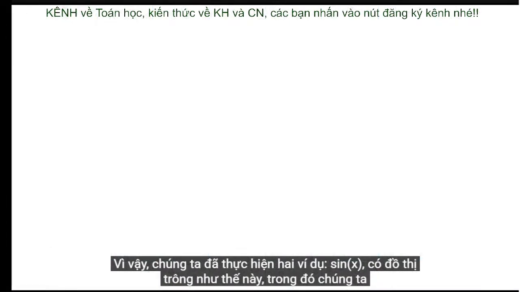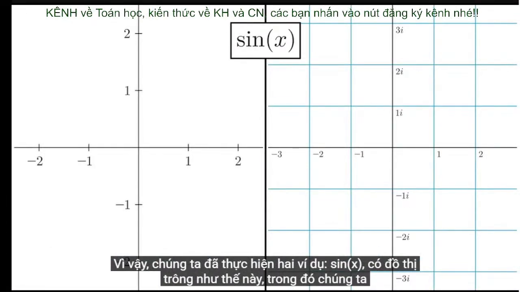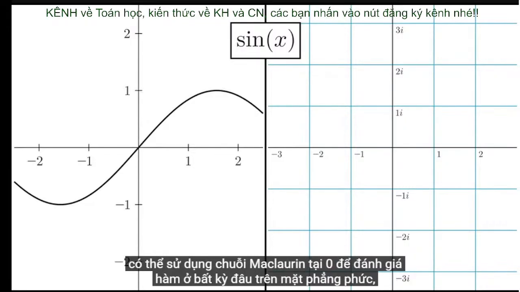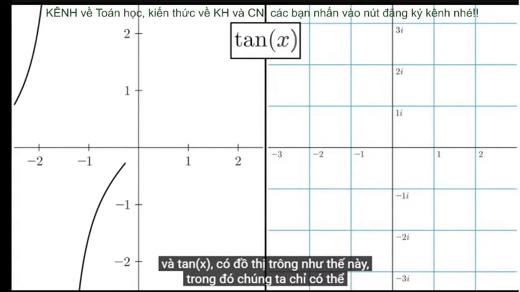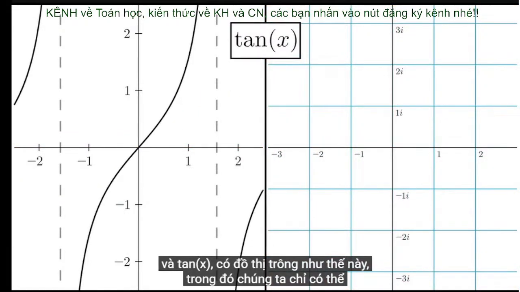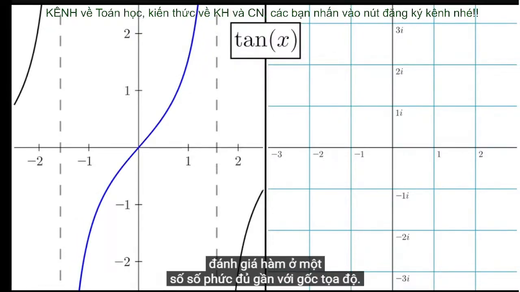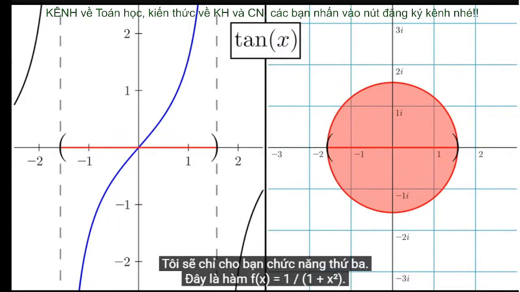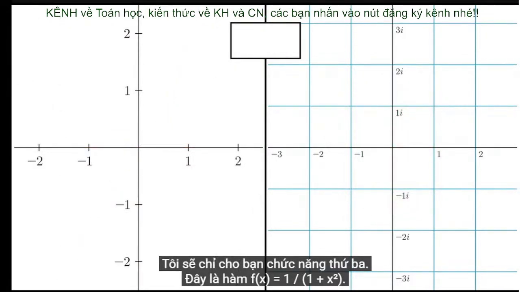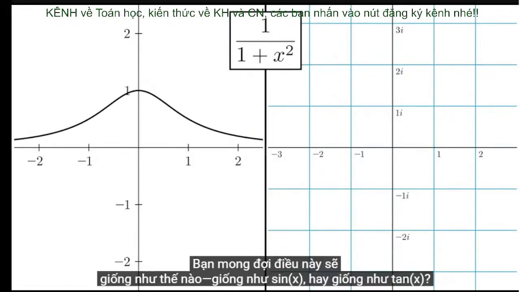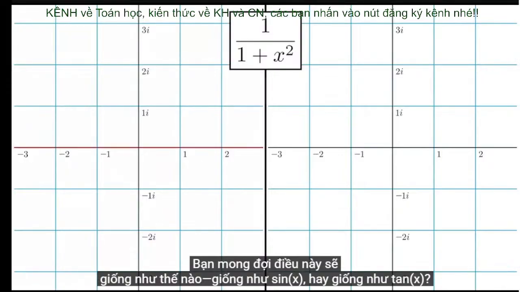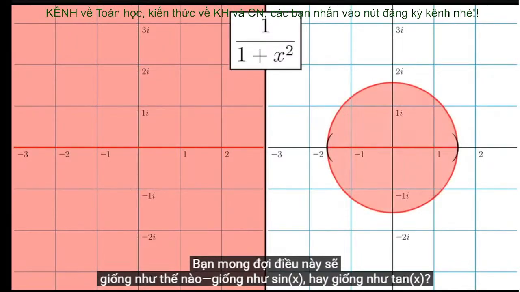So we've done two examples. Sine of x, whose graph looks like this, where it turned out that we could use the Maclaurin series at 0 to evaluate the function anywhere in the complex plane, and tangent of x, whose graph looks like this, where it turned out that we could only evaluate the function at some complex numbers close enough to the origin. I'm going to show you a third function. Here's the function f of x equals 1 over 1 plus x squared. Which do you expect this to be like? Like sine of x? Or like tangent of x?